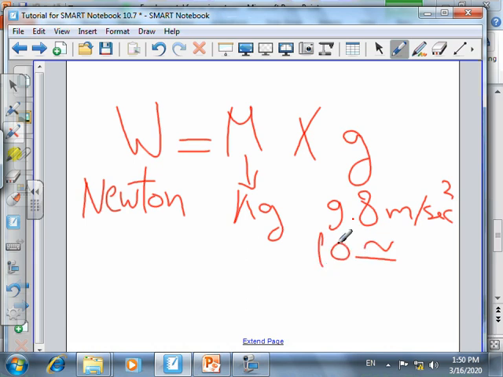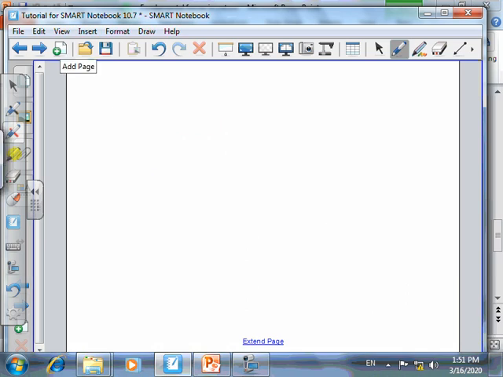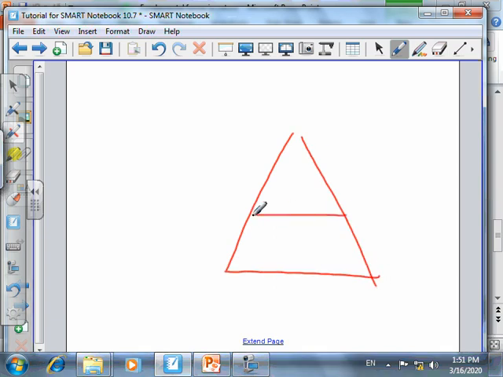From this relation, we can construct a magic triangle. In the magic triangle, we have weight equals mass times gravitational acceleration. From it we can calculate the weight.